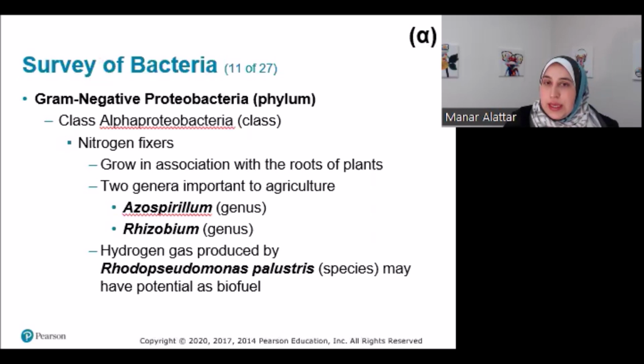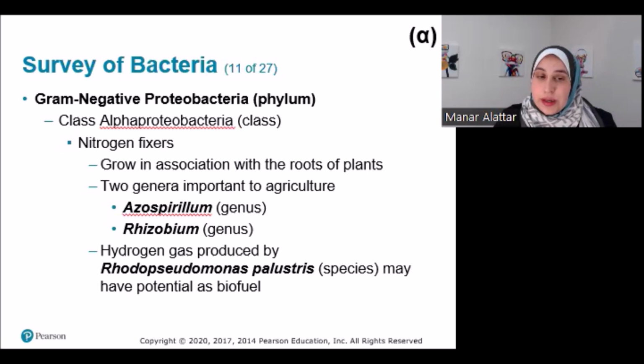So within the alpha-proteobacteria, you have nitrogen fixers like Azospirillum and Rhizobium. Azospirillum associates with the roots of different plants, and it fixes nitrogen within the soil, and it stimulates root hair growth as well. As it's fixing that nitrogen, the plant will grow more root hairs.